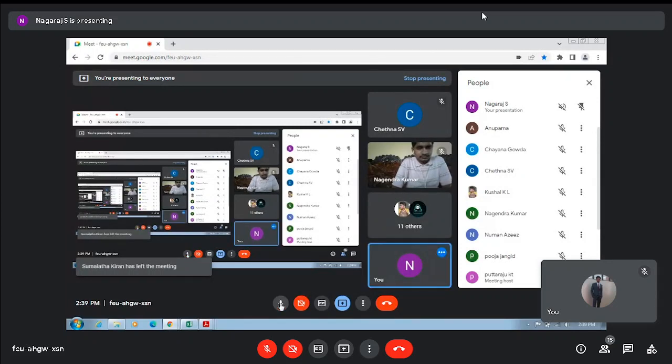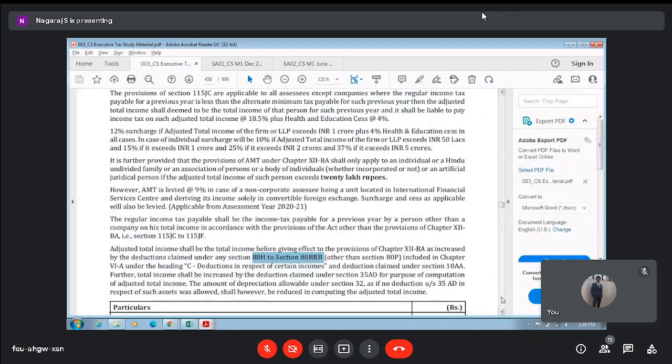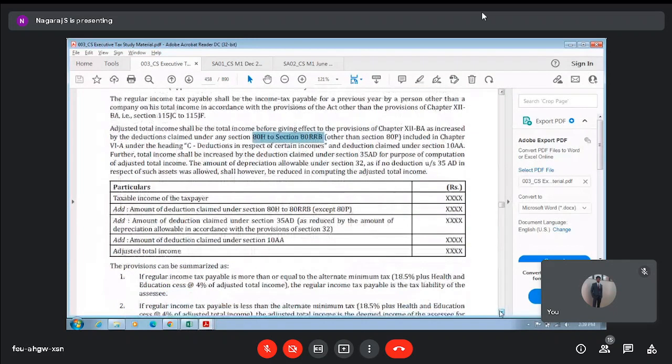Understood? Yes, sir. Okay. Like this, they may frame the questions. See how the adjusted total income will come. Total income, add deduction under section these.